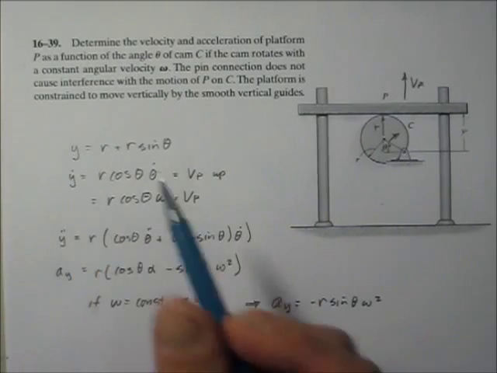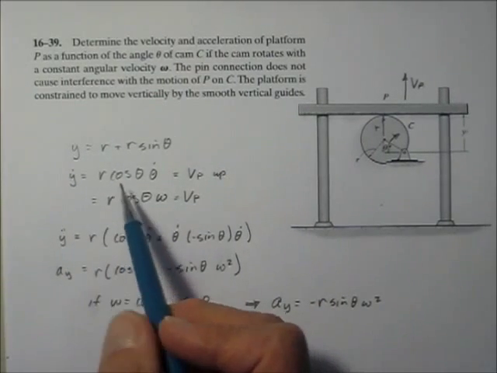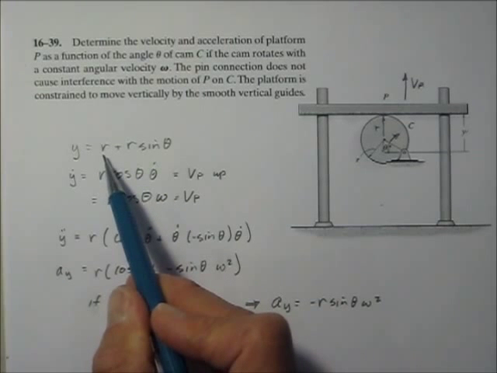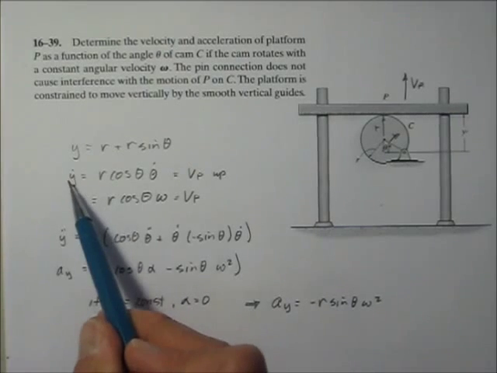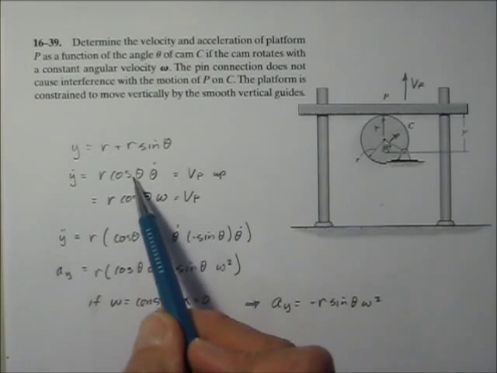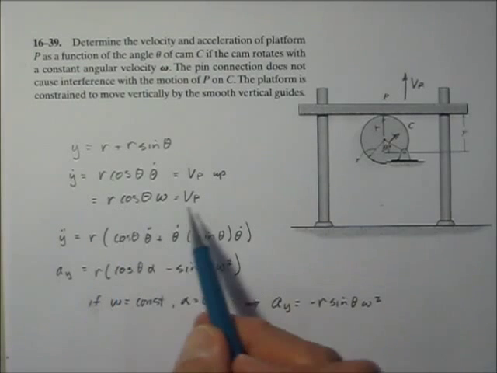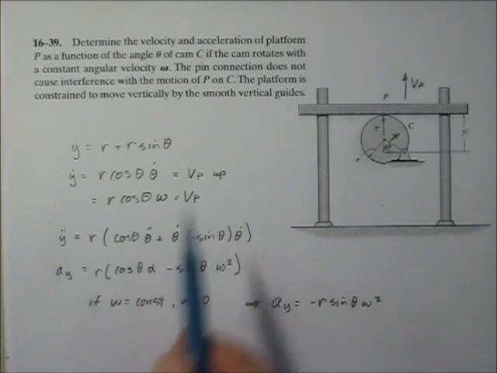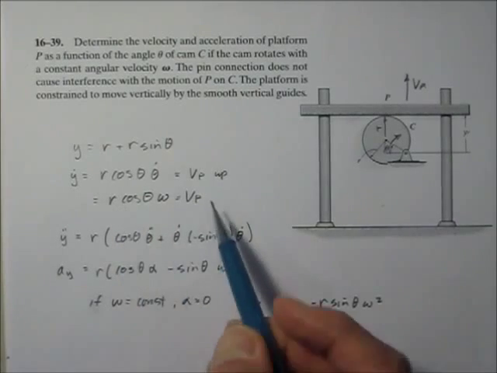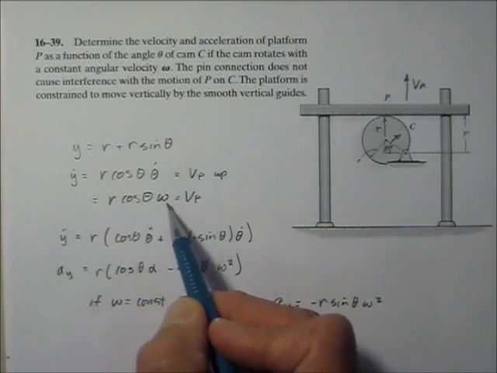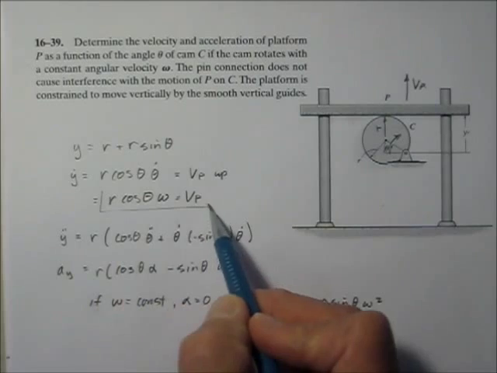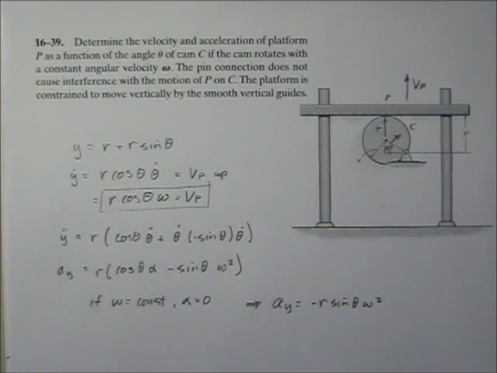So let's just take the time derivative then. I've got y dot is equal to, well, the derivative of r, r being a constant, is 0. So y dot is going to be r times the derivative of sine, which is cosine, and I still need my theta dot because of the chain rule. So my velocity, y dot, the velocity in the up direction, is going to be r cosine theta omega.